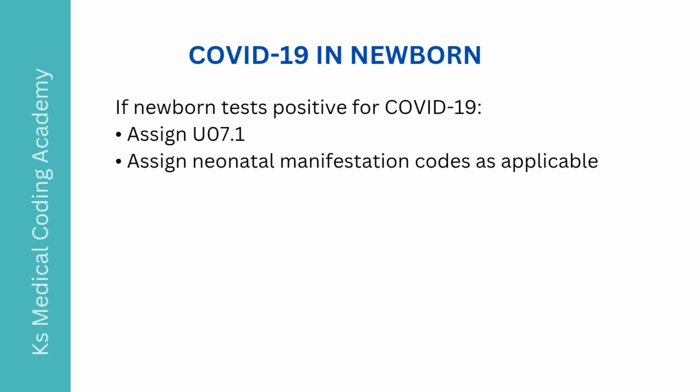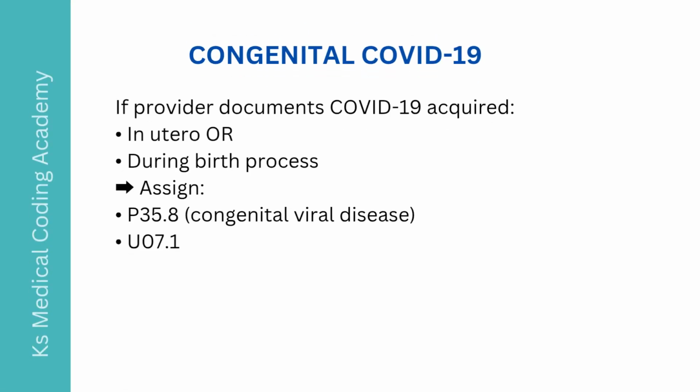COVID-19 in newborn. If a newborn tests positive for COVID-19, assign U07.1, along with any applicable neonatal manifestation codes. Congenital COVID-19. If documentation states that COVID-19 was acquired in utero or during the birth process, assign P35.8, other congenital viral diseases, along with U07.1.